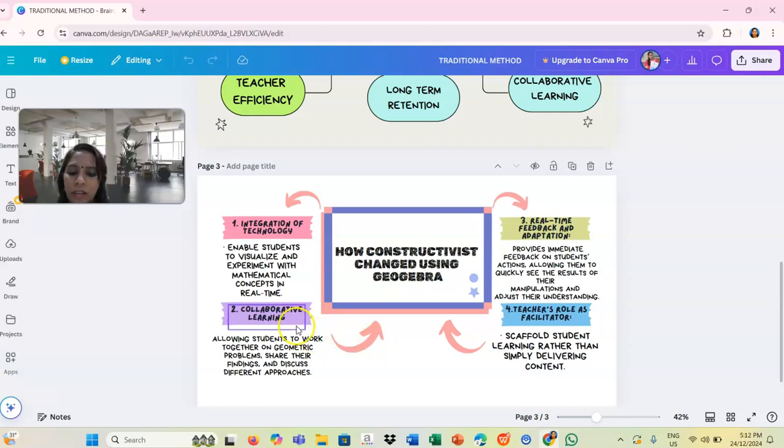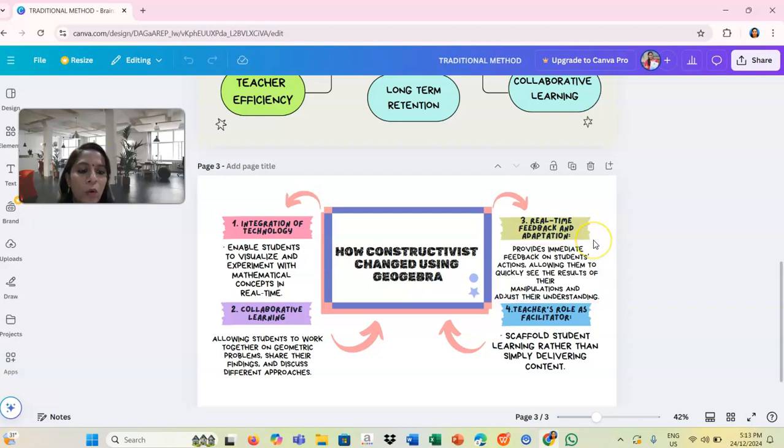Okay, second is collaborative learning. So now constructivism changes because we emphasize collaborative learning, allowing students to work together on geometric problems, share their findings, and discuss different approaches. This is very important, because when they share their opinions and findings and discuss different approaches, this will enhance critical thinking among the students, because they might find wrong findings. So this can be explained by another friend in the group. Through this discussion, they will discover new ideas from the problem given, and finally they are able to find the solution.